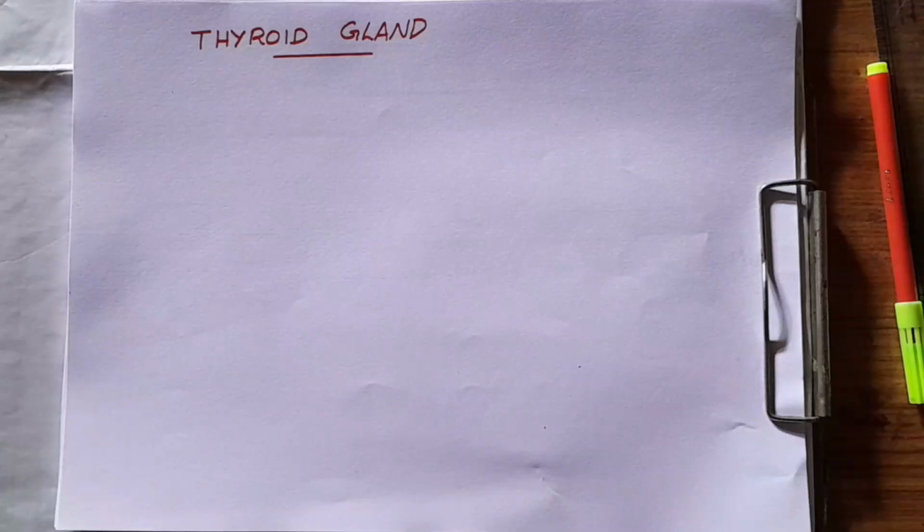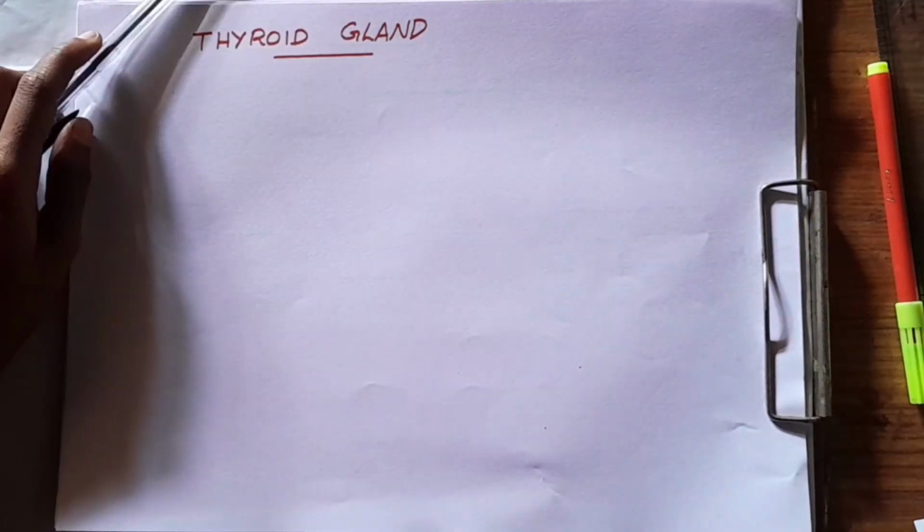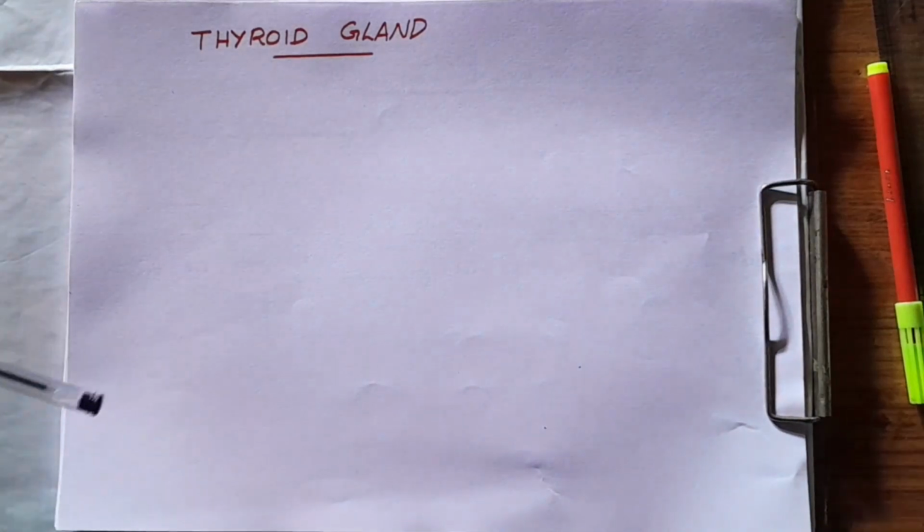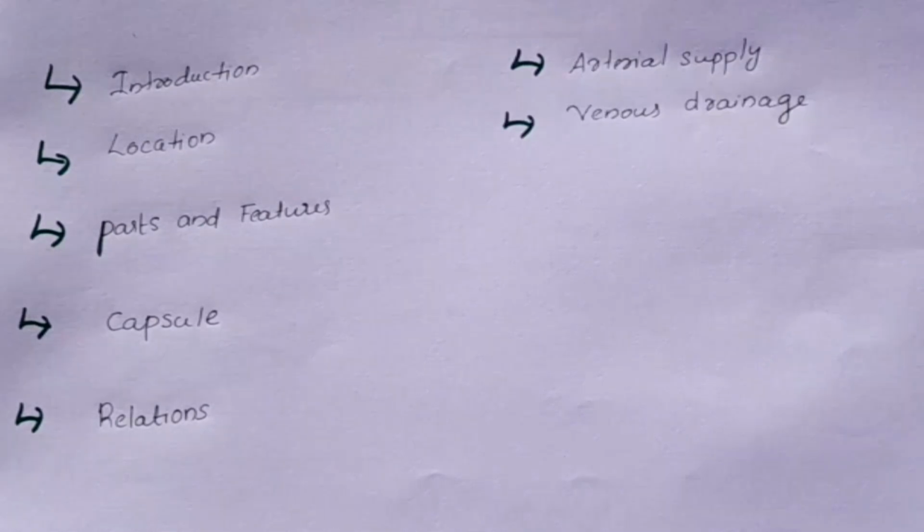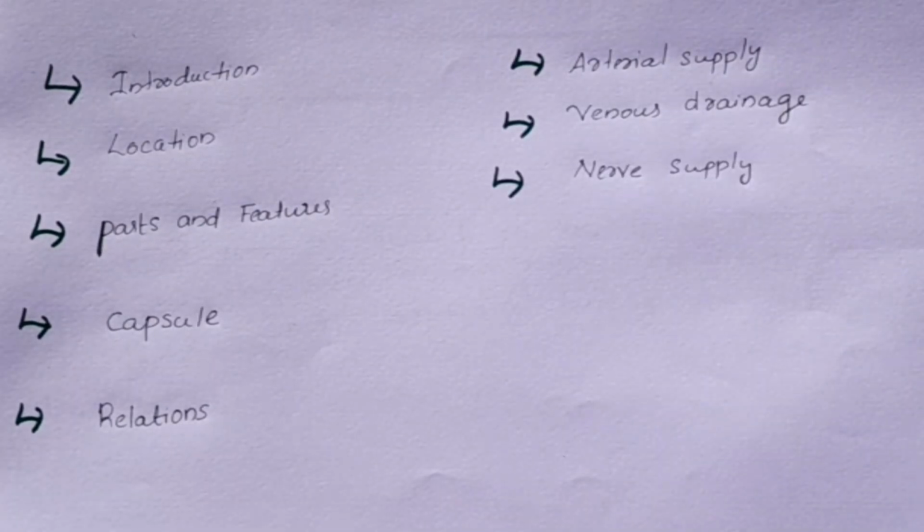Hi friends, in this video we will discuss the thyroid gland, and it is an important essay question in the university exam. The main headings we will learn from this topic are: a small introduction, the location, then parts and features, capsule, relations, arterial supply, venous drainage, and the nerve supply.